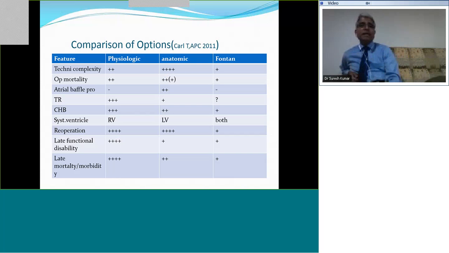And Tom Karl has also compared the various options: the physiologic repair, the anatomic repair, and the Fontan repair. If you take technical complexity, it is most for anatomic repair and least for Fontan repair. I'm not going to take you through this table completely. I want you to look at it yourself. And late mortality and morbidity is maximum for physiologic, less for anatomic. Similarly, for late functional disability, it is less for anatomic and Fontan.